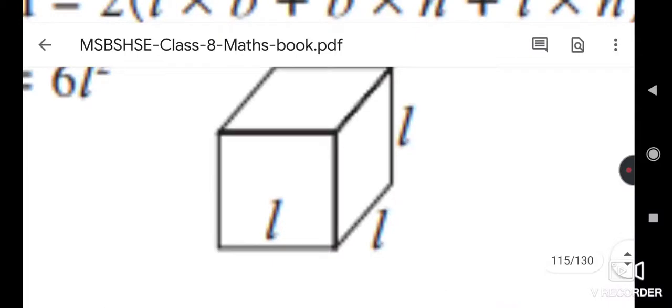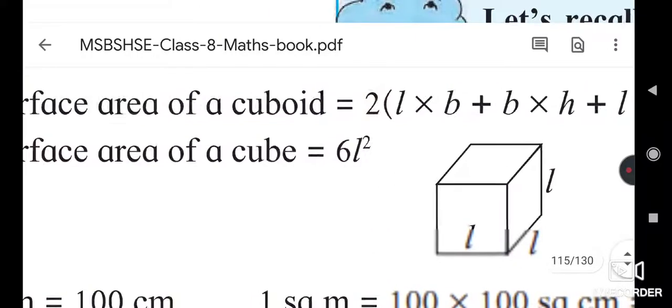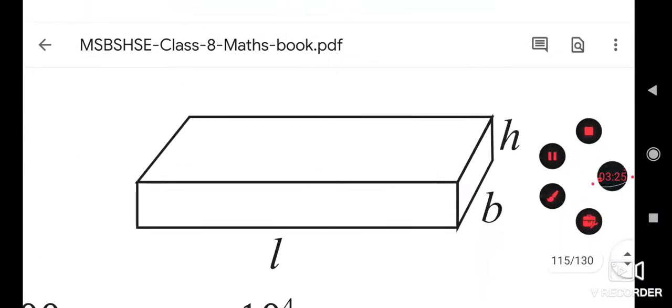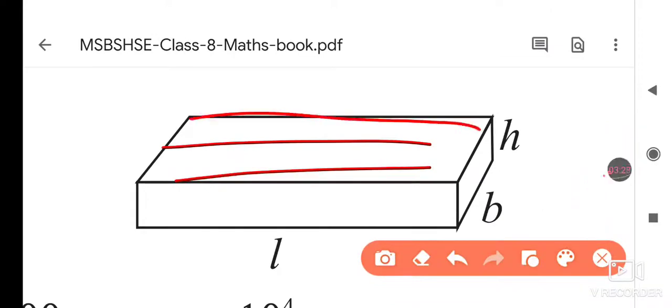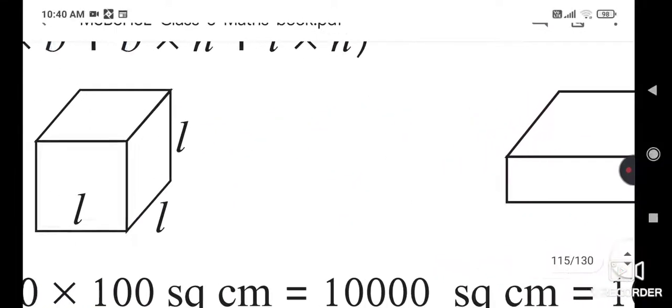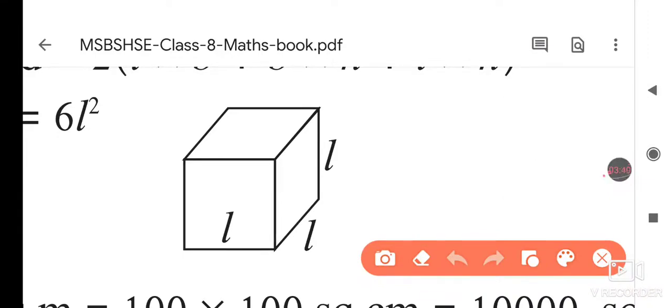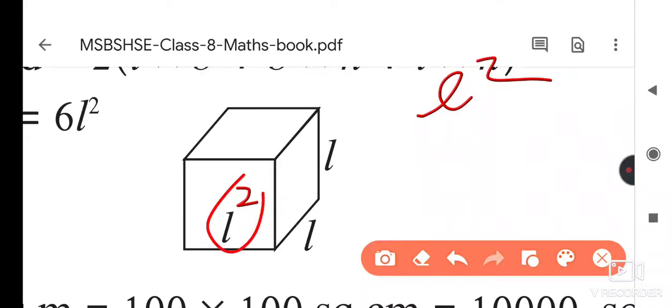Now we will study the total surface area of a cube. As the cuboid has every face rectangular in shape, the cube is like the dice that you use when playing snake and ladder. All its sides are the same in length, and the area of each face is L square, since the area of a square is side square. Here side means length, so L square, L square, L square.